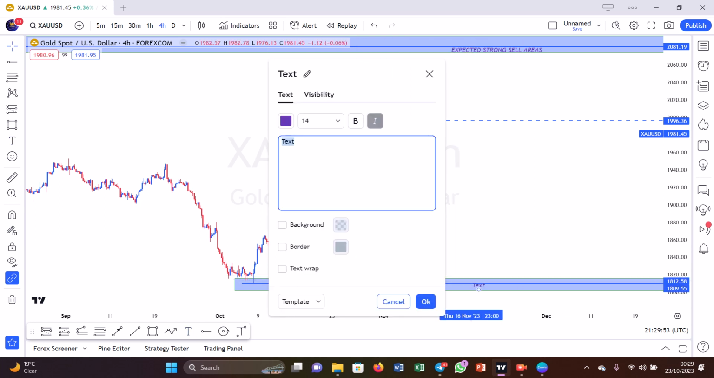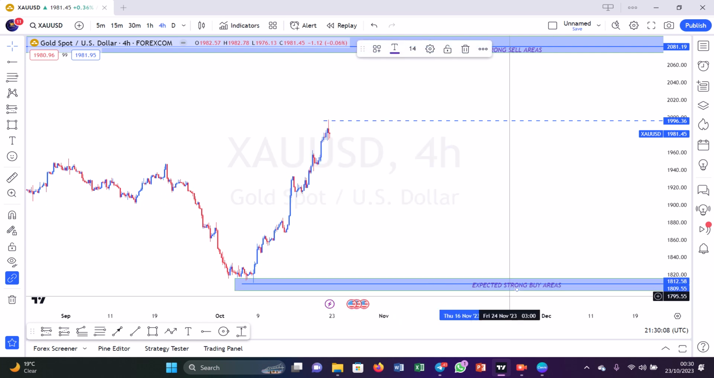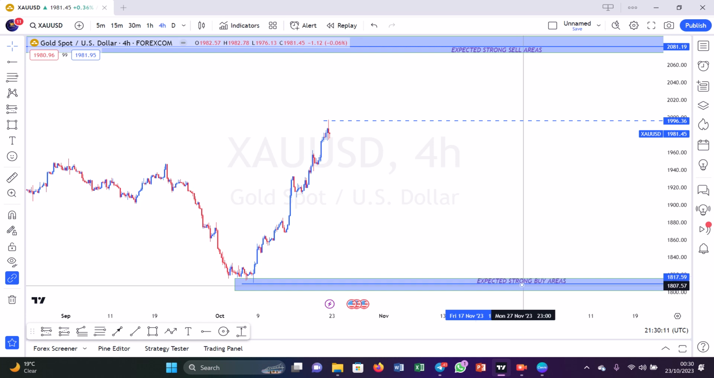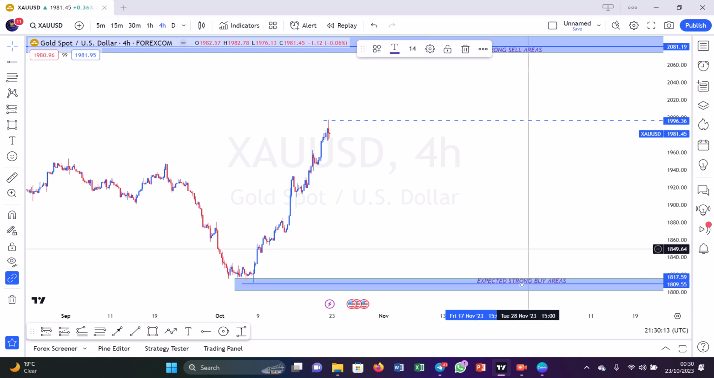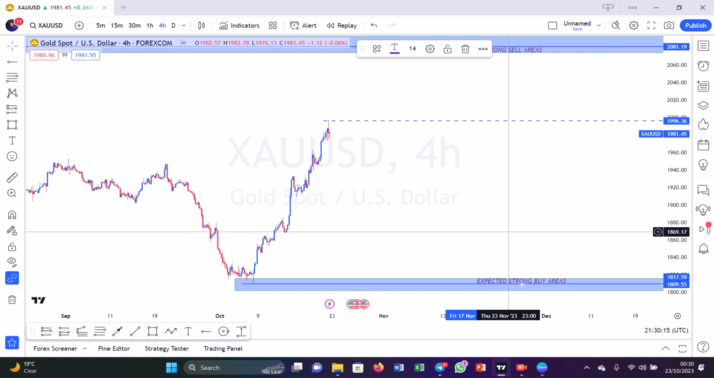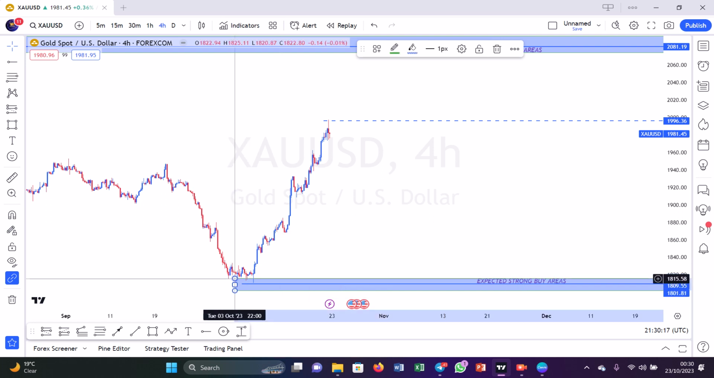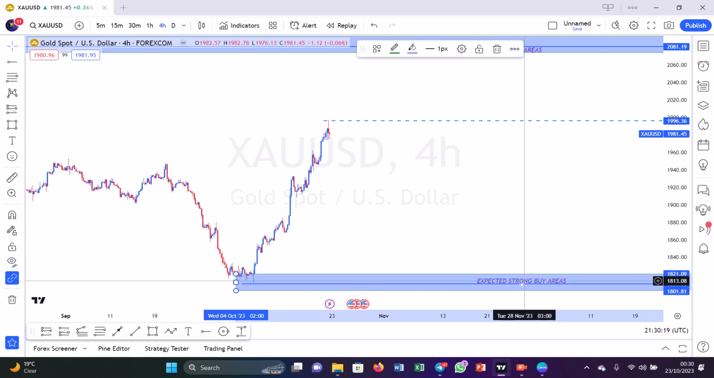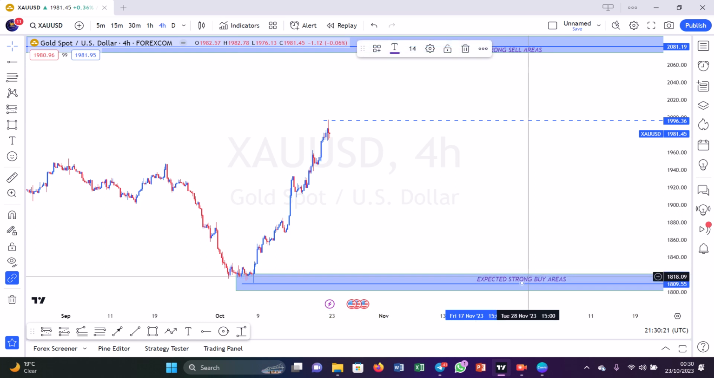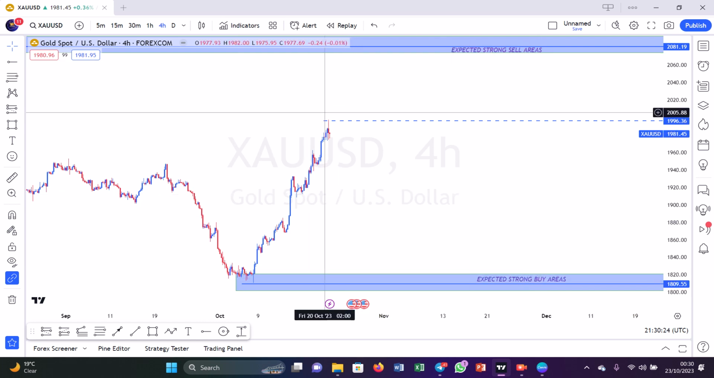Then this one downwards, it's going to turn out to be the expected strong buy areas. I don't know whether I'm very clear. So at that level, we shall expect to have some strong buys. Yeah, the zone has to cover all those patterns there.